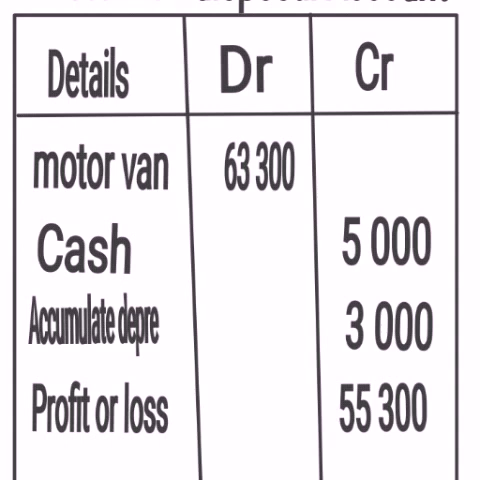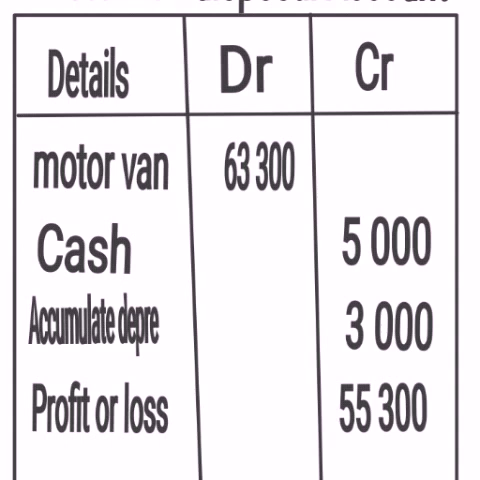And the amount of money that we received after selling this motor van, which is 5,000, we need to credit it to the motor van, and the corresponding entry will be debited to the cash account. And 3,000, the accumulated depreciation on this motor van, must be credited, and the corresponding entry is debited to the accumulated depreciation account.